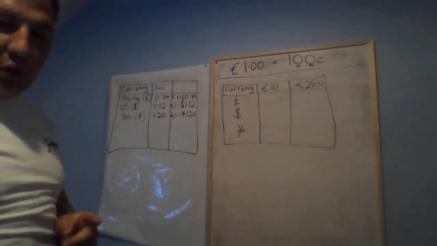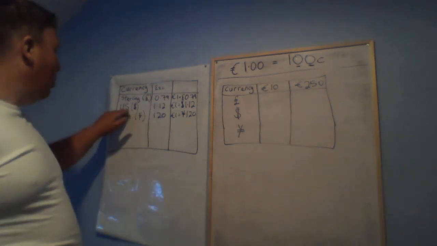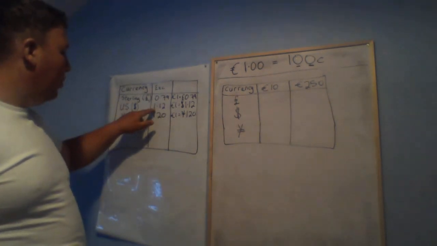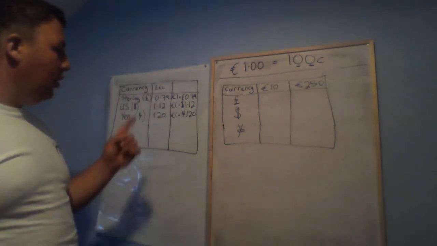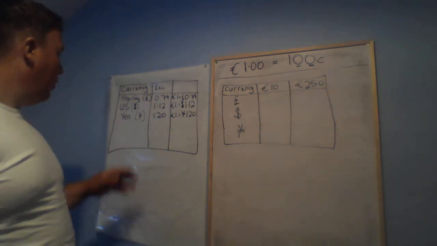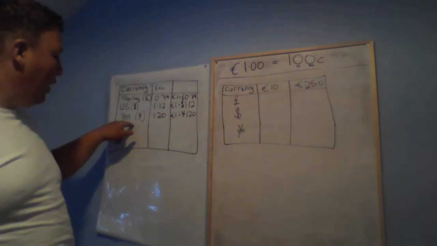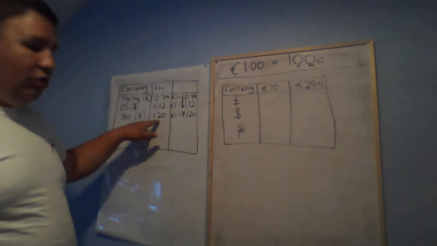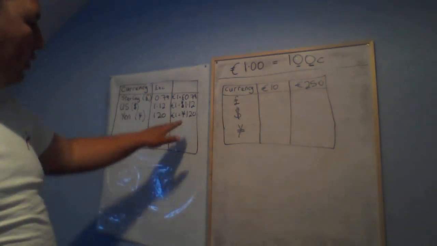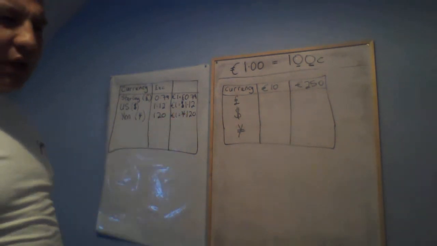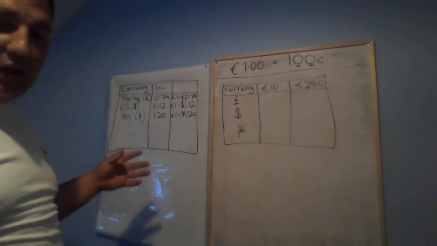So for every €1 you have, you will get 79p. US dollars, the exchange rate is 1.12, so every €1 that you have, you will get $1.12. And the Japanese yen, the exchange rate is 120. So for every €1 you have, you will get 120 yen. Now it's numbers like this that make you think where the decimal points are.